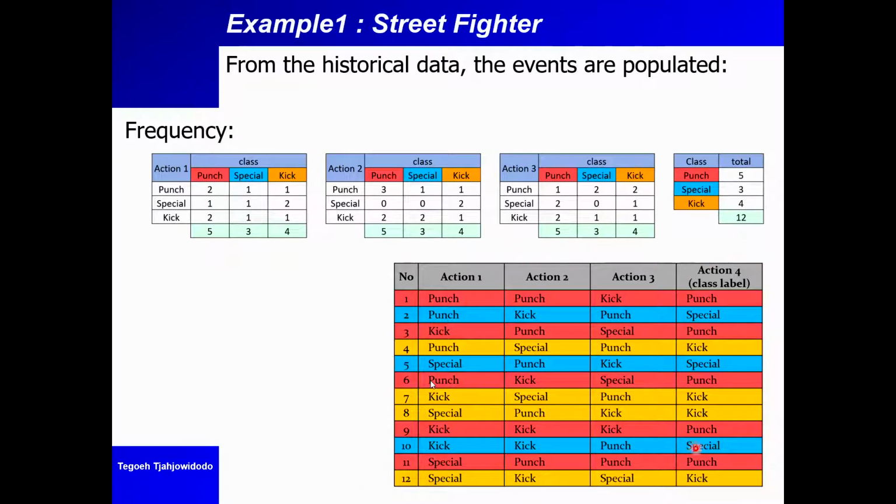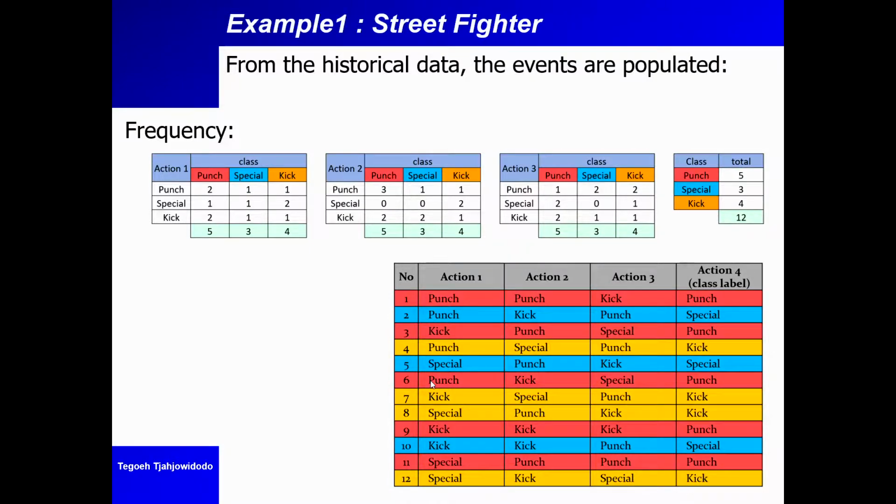out of these 12 samples, we have 1, 2, 3, 4, 5 punch. I note it here. I have 1, 2, 3 special, and then I have 4 kicks, 1, 2, 3, 4. So the probability of class punch is 5/12. The probability of class special is 3/12. And then the probability of class kick is 4/12, right?